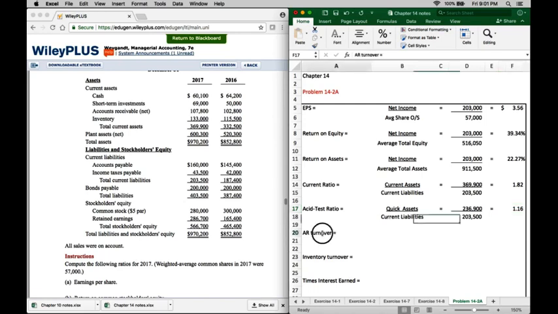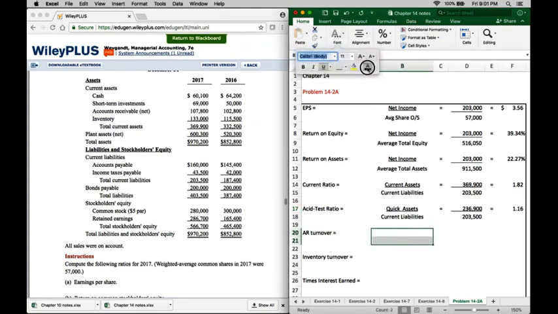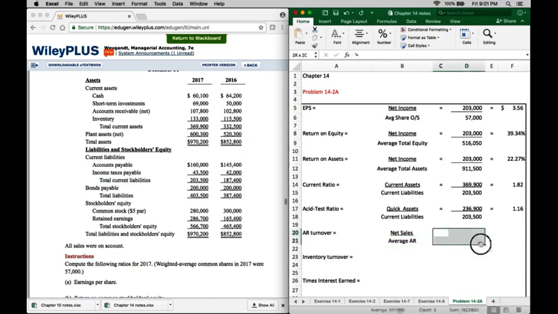Accounts receivable turnover is calculated as net sales divided by average accounts receivable. This is basically how quickly I'm moving my receivables and converting them into cash.